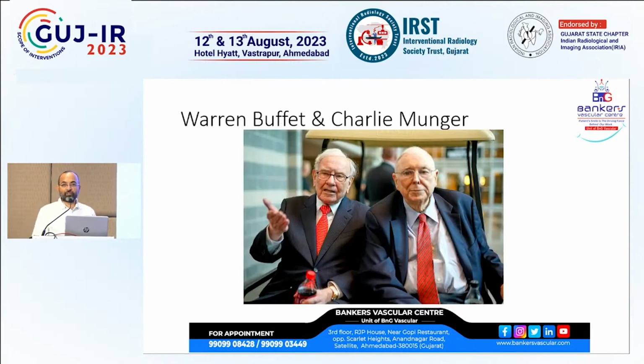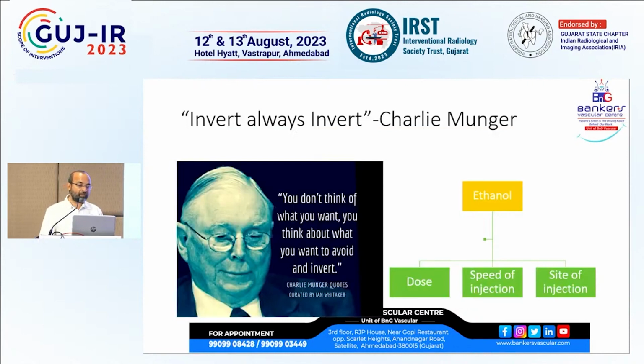So how to use it? Many of you know the great investors Warren Buffett and Charlie Munger, who have shown a few principles for investing. But the same principles I have applied for using absolute ethanol for vascular malformation. So one of the most common mantras by Charlie Munger is invert, always invert. So you don't think of what you want, you think about what you want to avoid.